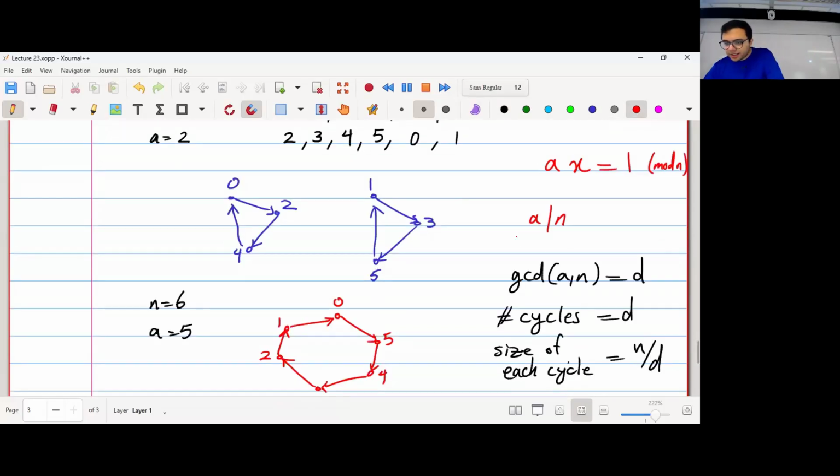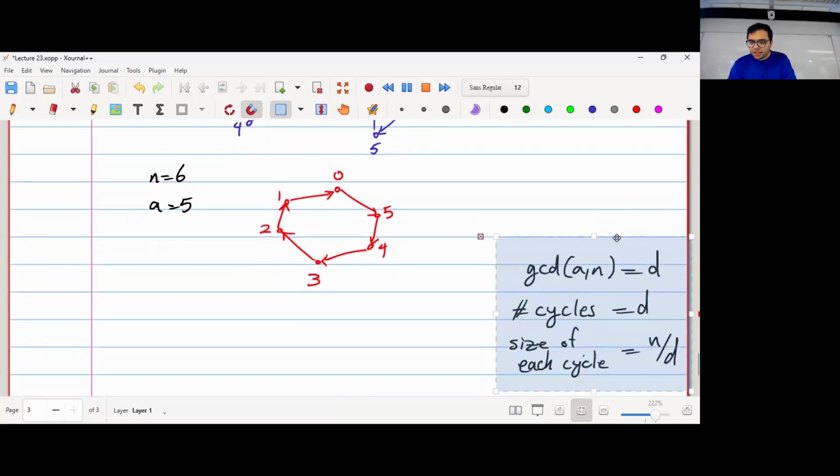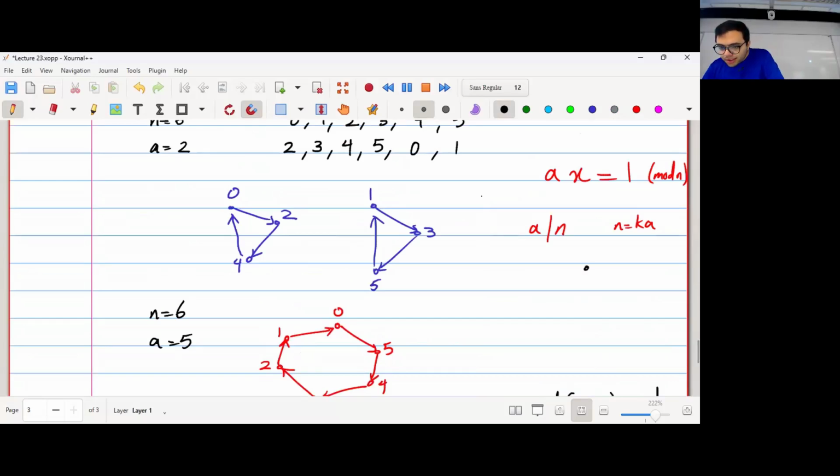if a divides n, let's say n is something like k times a, what would happen here? What I'll get is a cycle like this. I just want to look at the cycle containing 0. I'm going to start at 0, and then I'm going to add a every time. So I get a, 2a, 3a, and so on, until at some point I get k minus 1 times a, right? And then ka is the same as 0, because ka is just n.